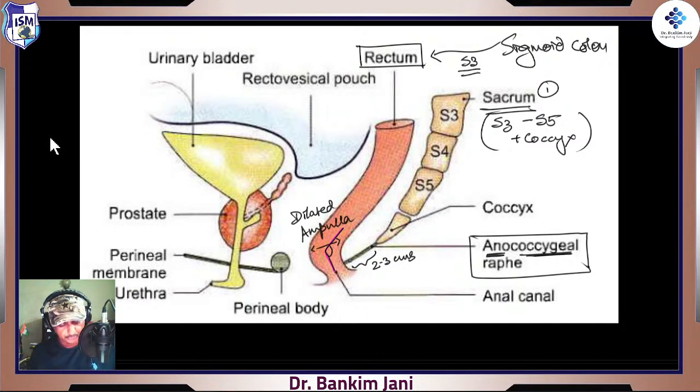Rest of the structures we are now quite familiar with. Say this is the prostate, that is the perineal membrane, perineal body, urethra, and then the rectovesical pouch, and that's the urinary bladder, coccyx, and anal canal. So all good.